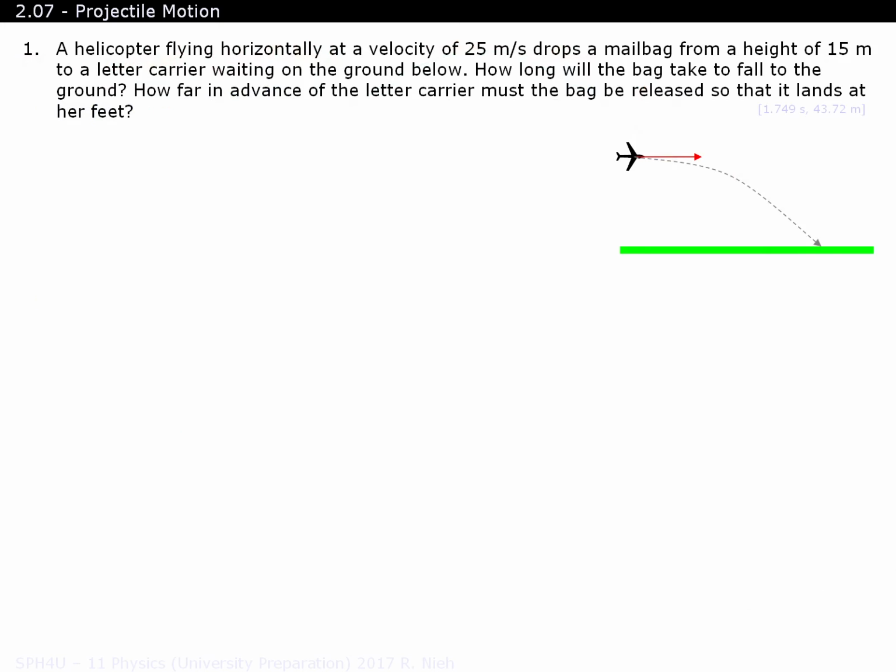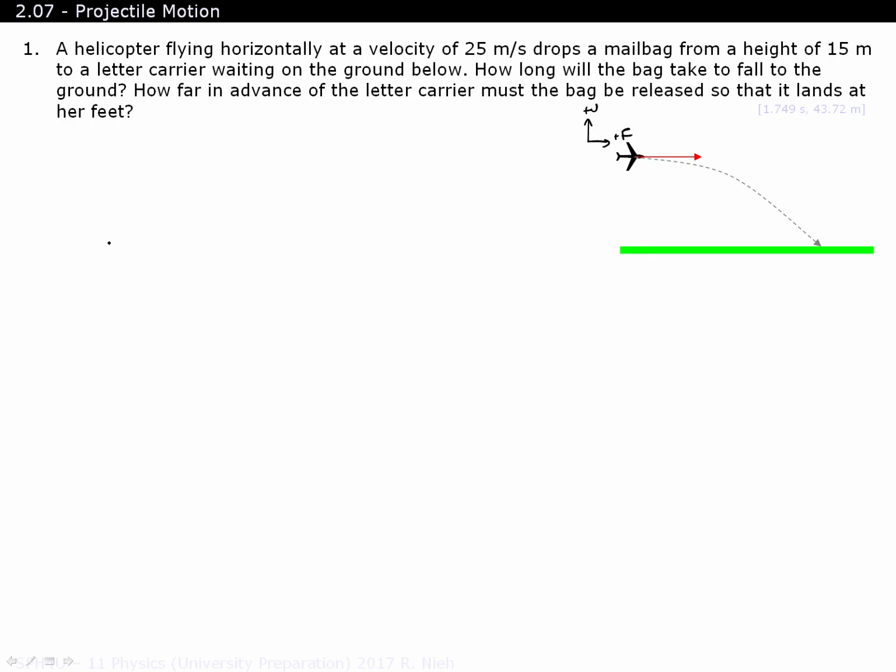All right, first question in the homework. A helicopter's flying horizontally with a velocity of 25 meters per second. All right, and it drops a parcel 15 meters down below. First thing we want to do is incorporate a coordinate system. And as a standard practice, we usually like to define upwards as positive and forwards as positive as well.